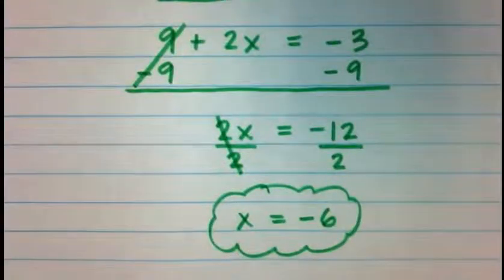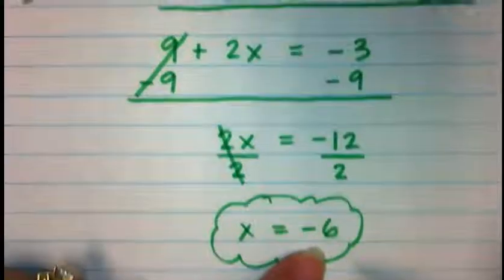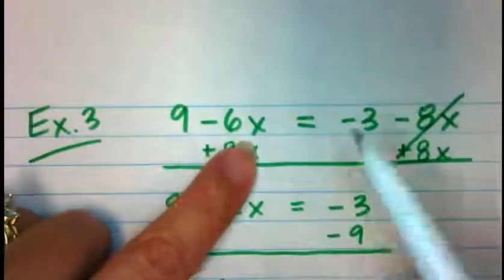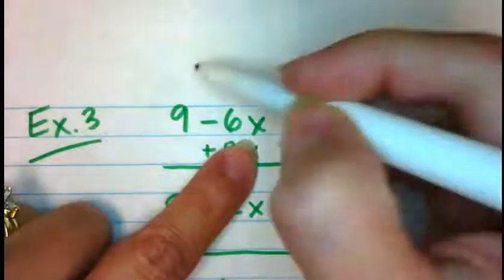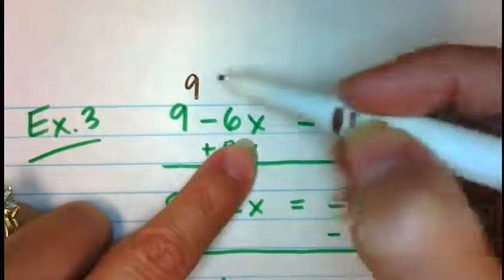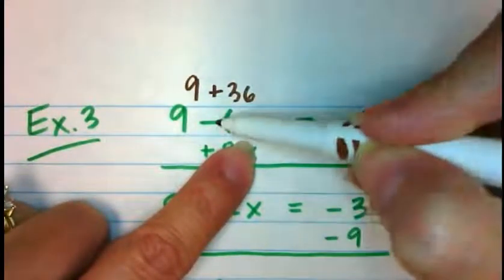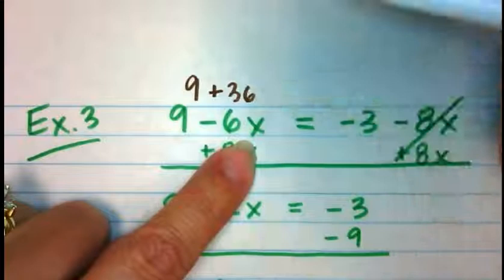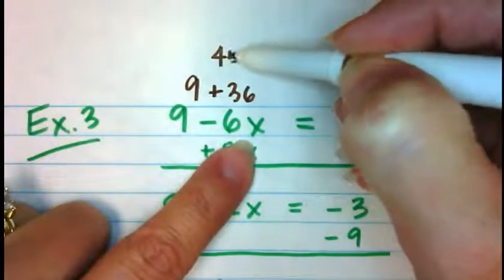Now, I am not requiring you to do the check step, but I would always go back and just double check my work, especially if it was a test or a quiz. So I'm going to take negative 6 and go back up here. If I fill in a negative 6 right here, then I need to do 9 plus 36, because a negative 6 times a negative 6 would be a positive 36. And when I add those two together, I get 45.